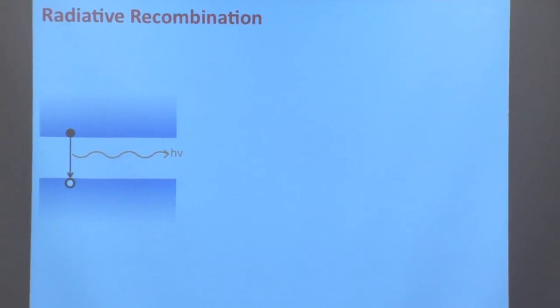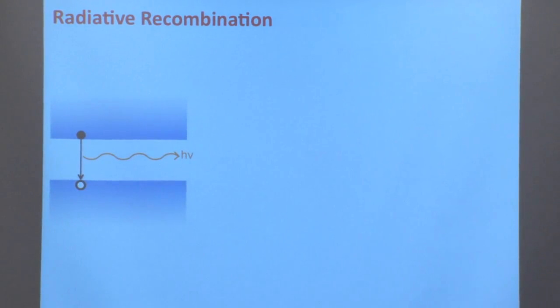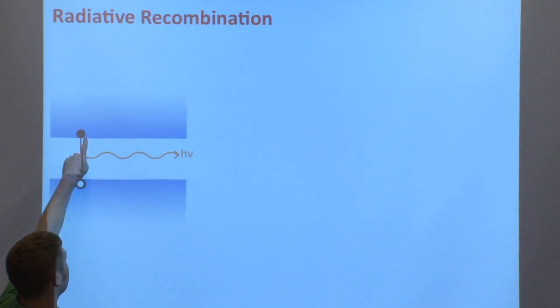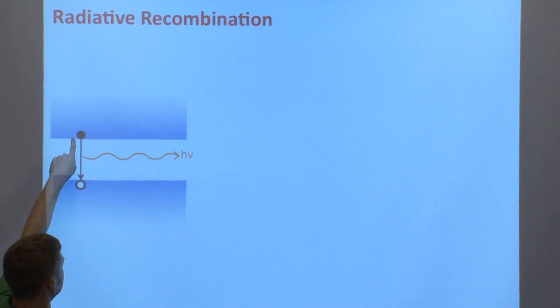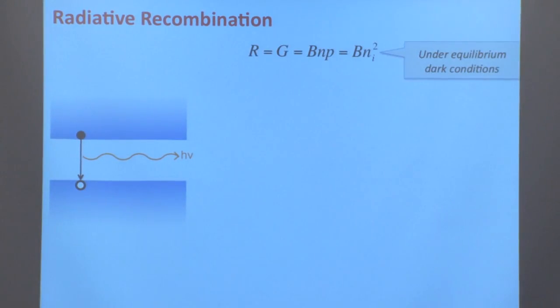So you can probably guess from the name that radiative recombination involves a photon. The ability to absorb photons also means you have the ability to emit them. And so silicon, or many semiconductors, will emit photons when you get a recombination event across the band. And when that happens, you emit a photon.